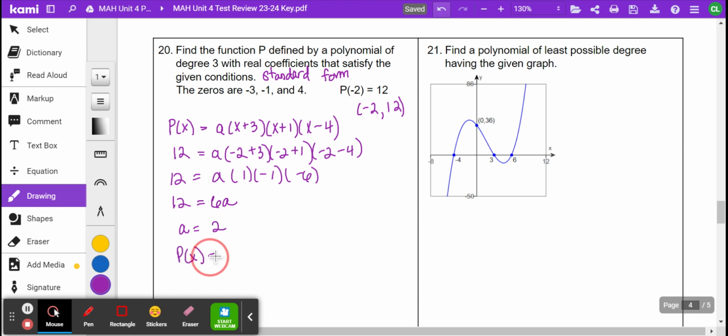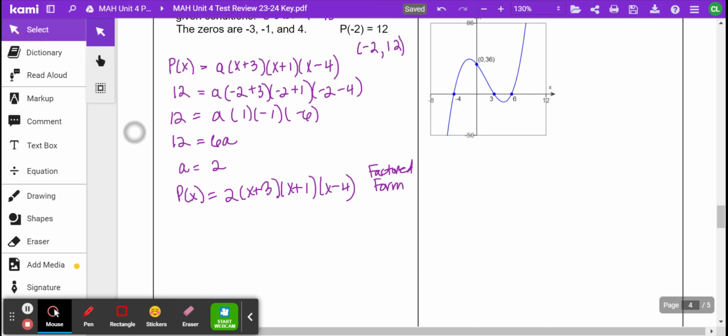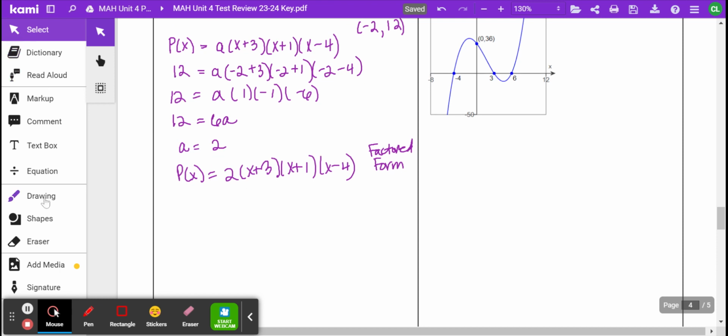Now, if they said factored form, I could just write the a in front of these factors, and this would be my answer. And let's label that factored form. But I checked the answers real quick, and it looks like it's in standard form. So let's go ahead and multiply all that.